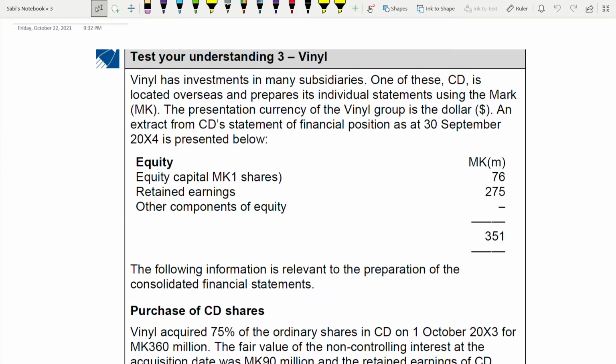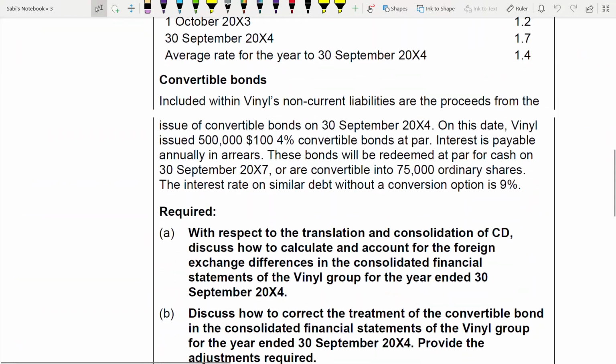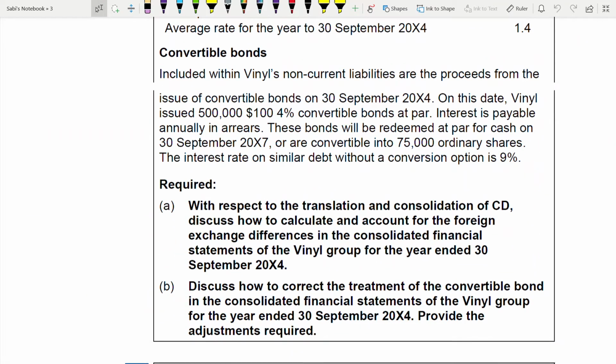So let's start with the requirements first, the two requirements. Regarding the translation and the consolidation, first you translate, then you consolidate. How you have to calculate and how are you going to account for the foreign exchange differences in the consolidated financial statement. B is regarding the correct treatment of convertible bond in the consolidated financial statement.